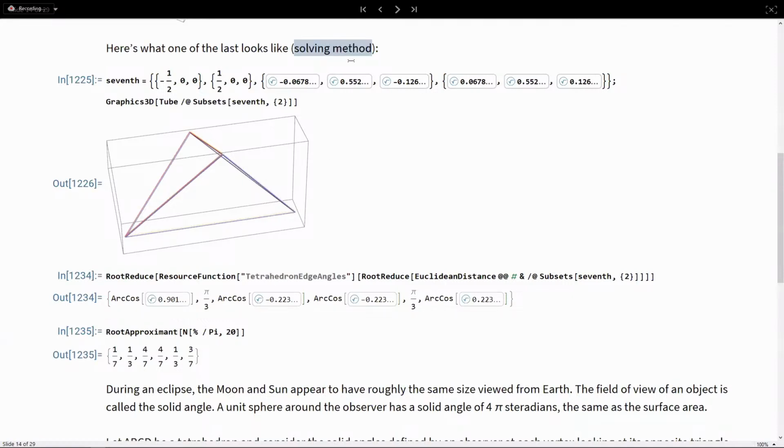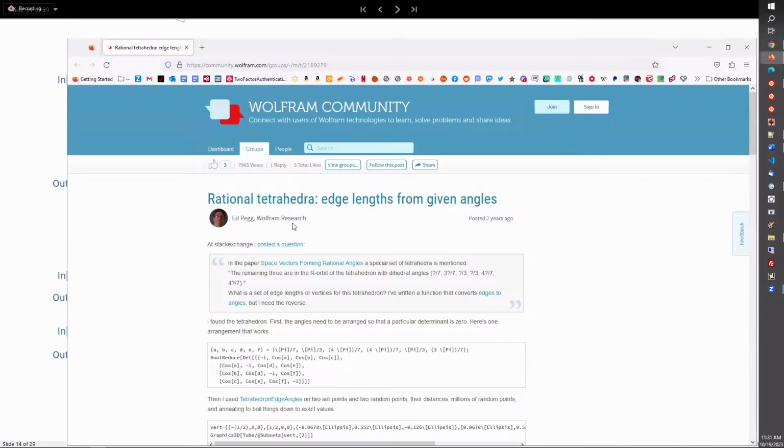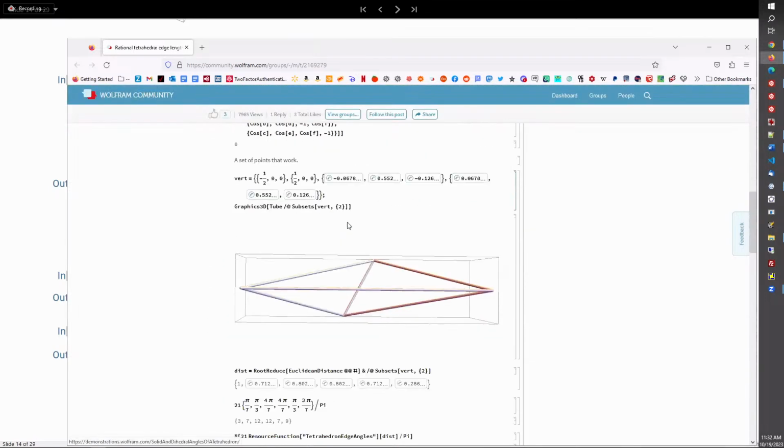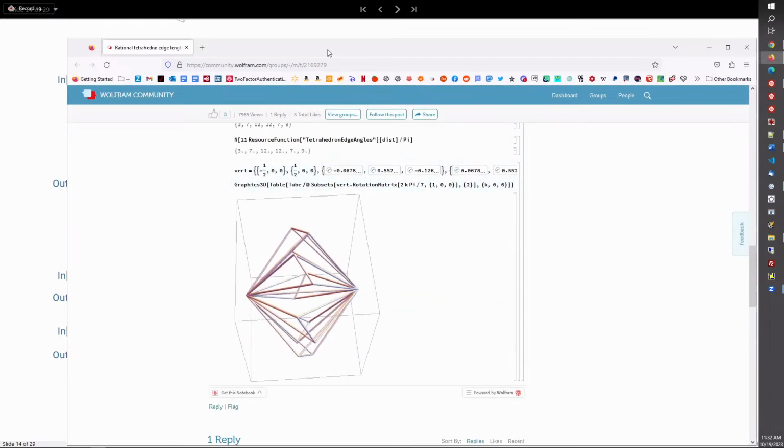If we go to this community page, and I'll be posting this on the link, you'll be able to see all the links. This gives the solving method for finding this particular tetrahedron.